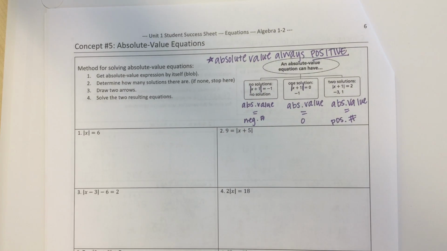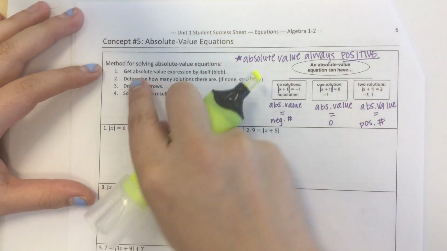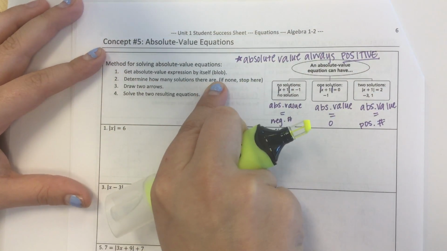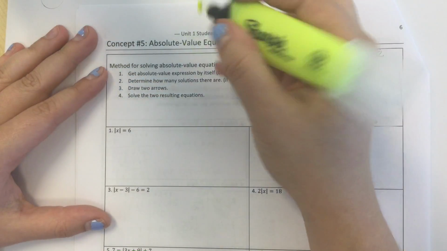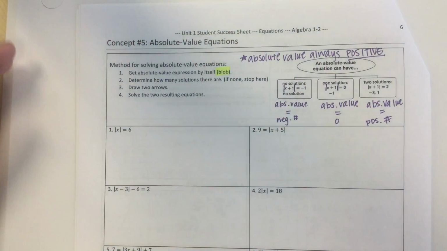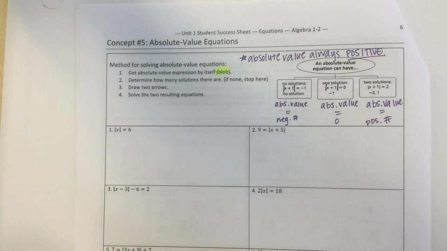Okay. So now here's the way you want to solve absolute value equations. First, number one, get the absolute value expression by itself. You can think of the absolute value expression as a blob. You want to get the blob by itself. That's the important part. And then you can keep solving from there.